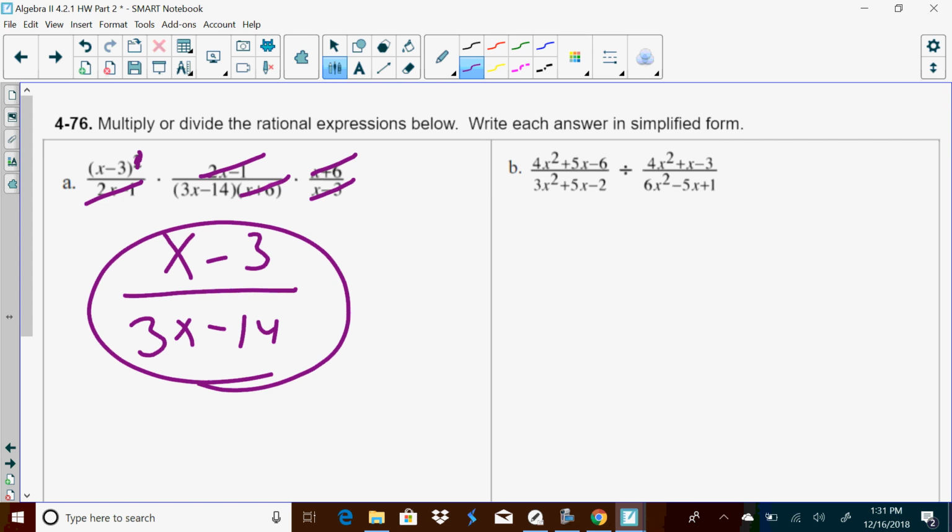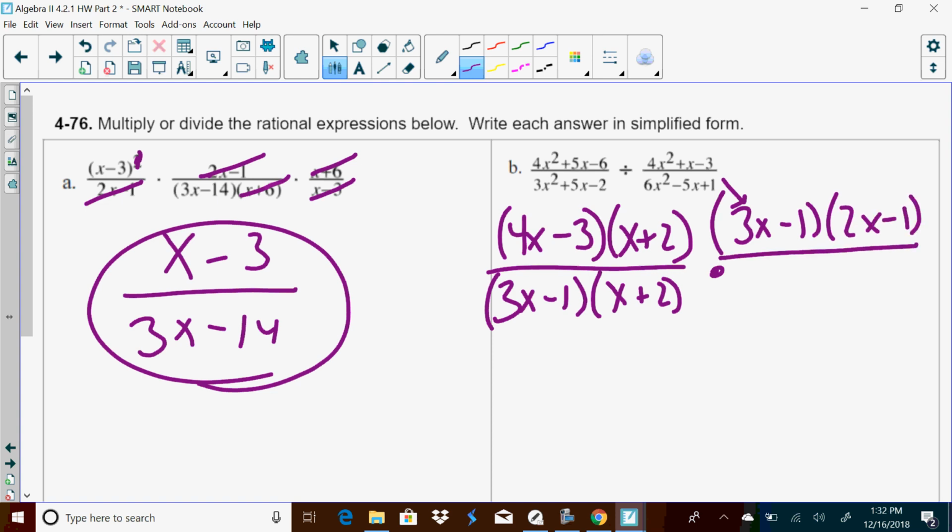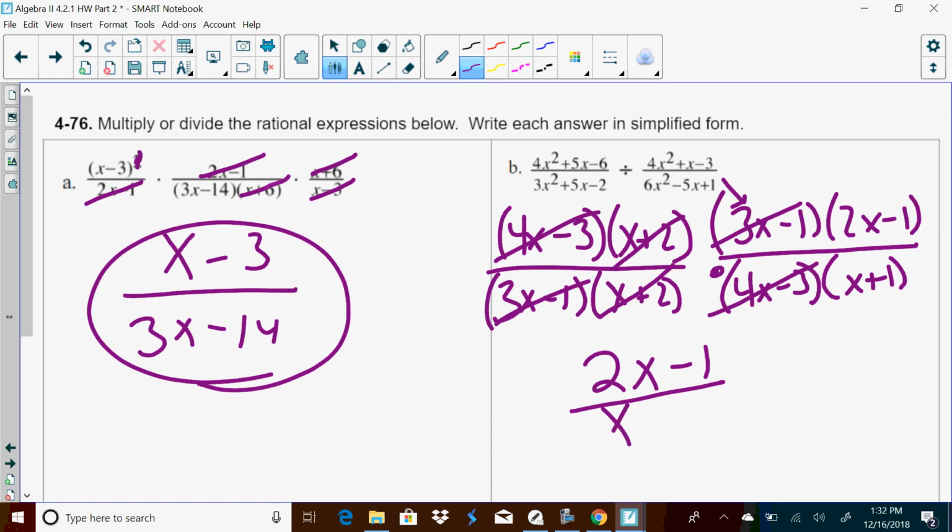B, I have to factor first. So I'm going to factor the top to be 4x minus 3 times x plus 2. The bottom to be 3x minus 1 and x plus 2 times 3x minus 1, because I'm factoring the bottom right now, to 2x minus 1 over 4x minus 3 and x plus 1. So I cancel things out. These cancel, these cancel, these cancel. So I get 2x minus 1 over x plus 1.